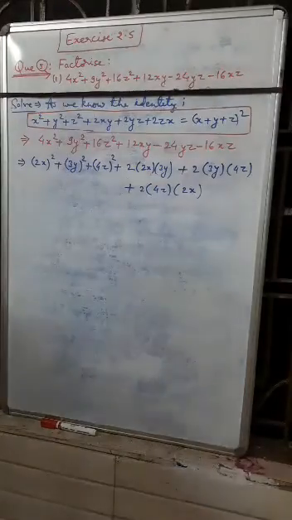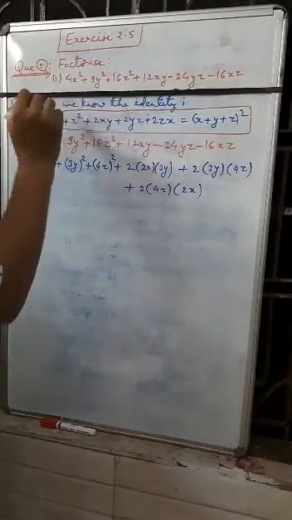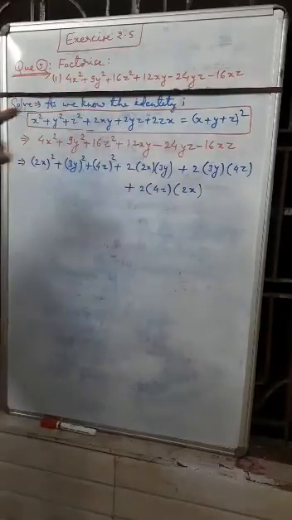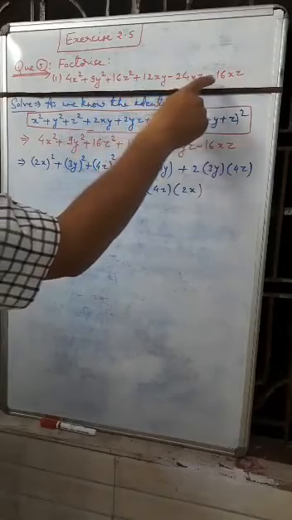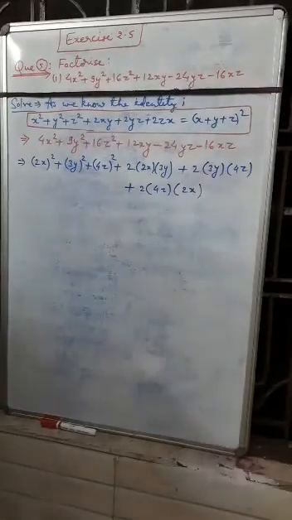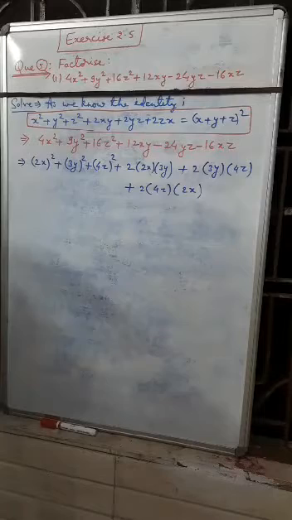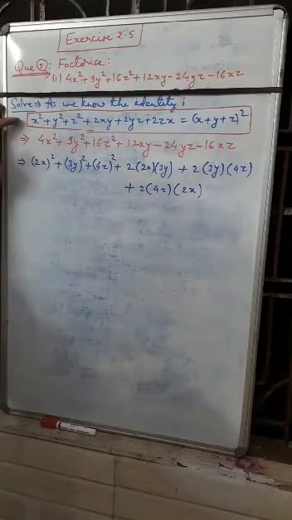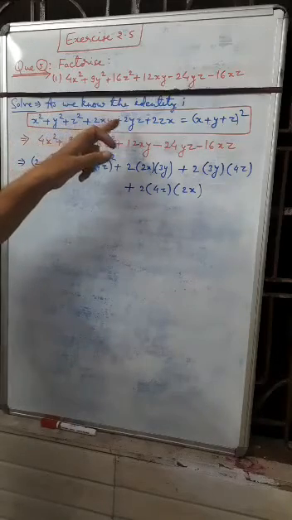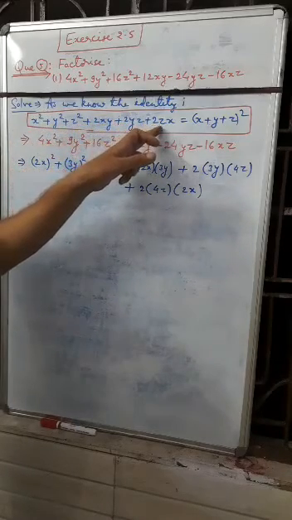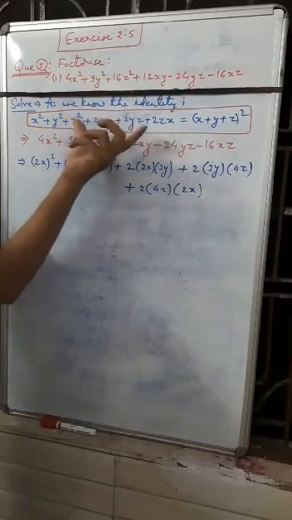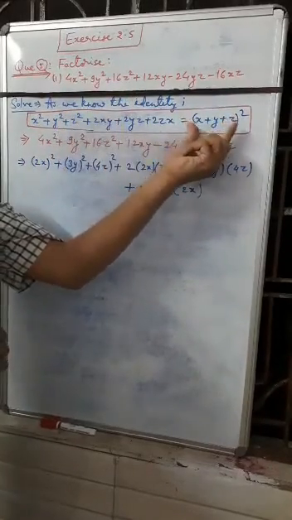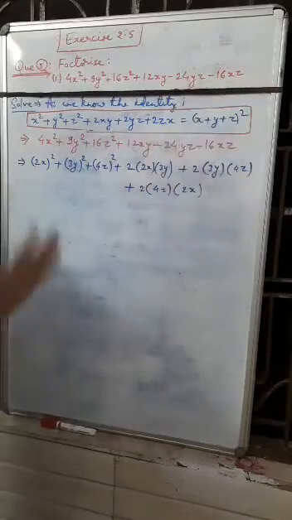Students, now we are solving the problem: factorize 4x square plus 9y square plus 16z square plus 12xy minus 24yz minus 16xz. As in the previous question, we have the same identity, x square plus y square plus z square plus 2xy plus 2yz plus 2zx, and we have to convert this equation into the standard form of the identity x plus y plus z whole square.